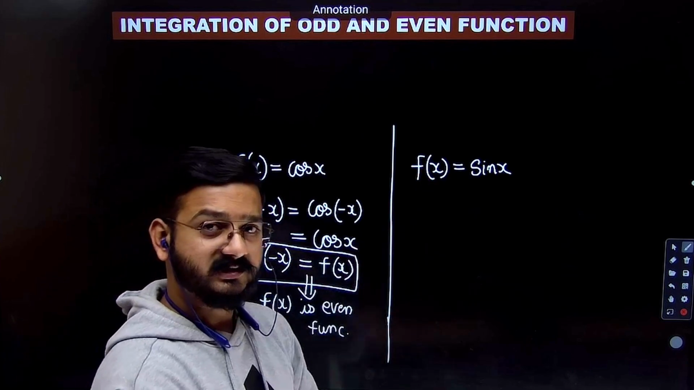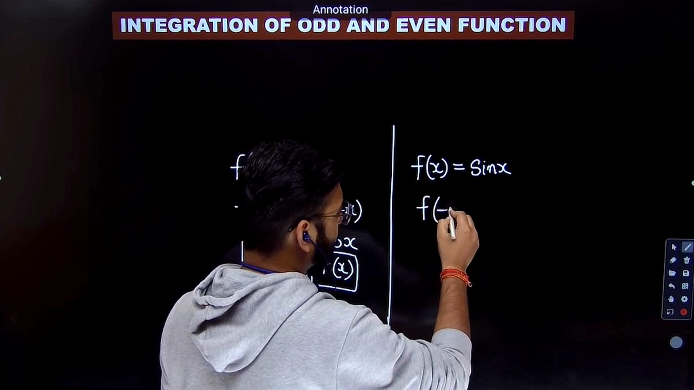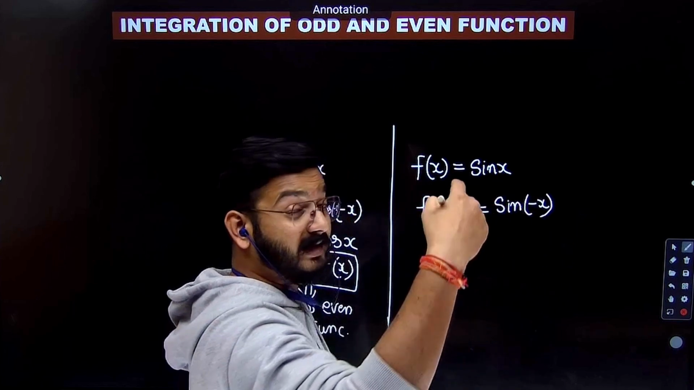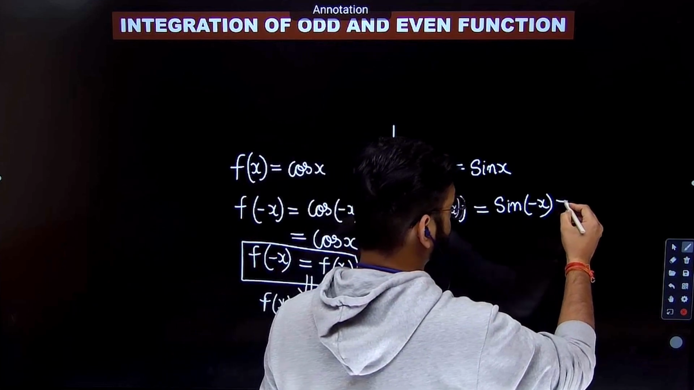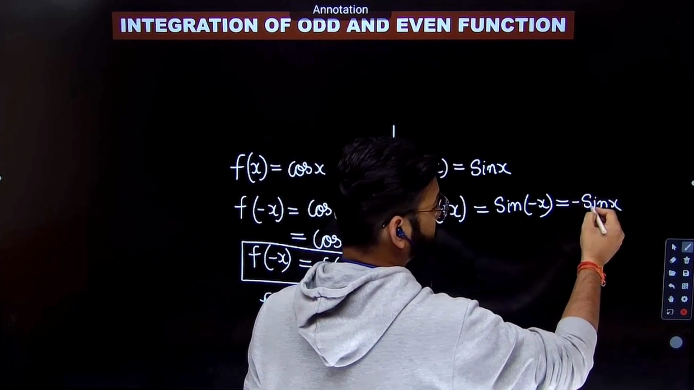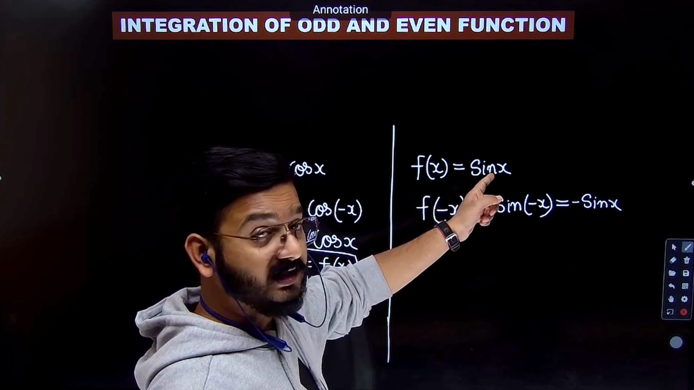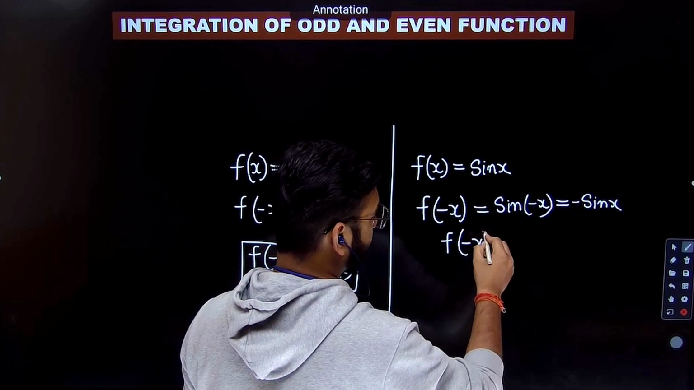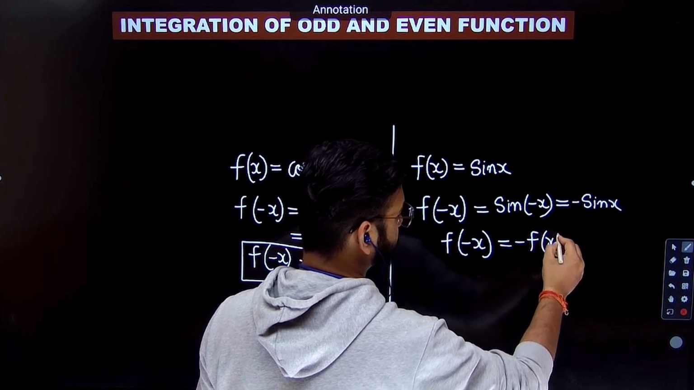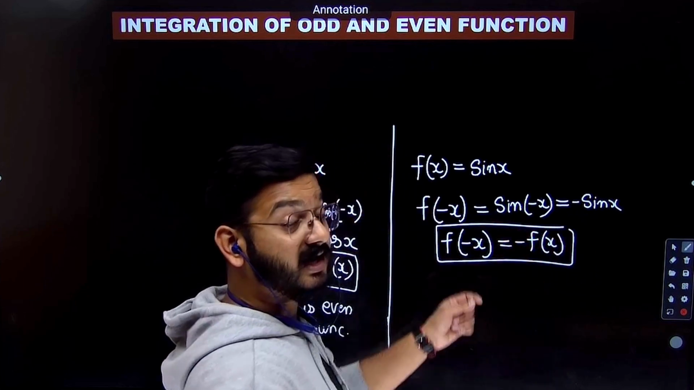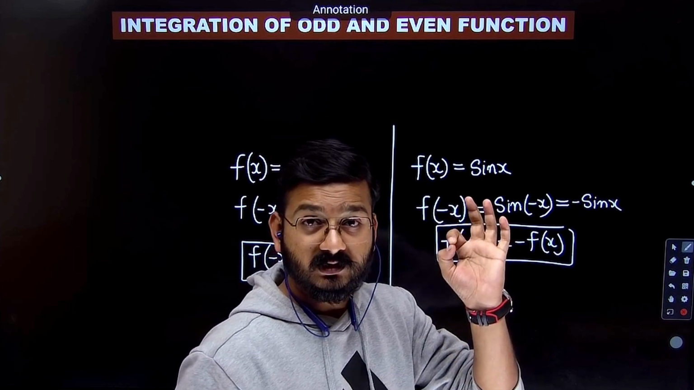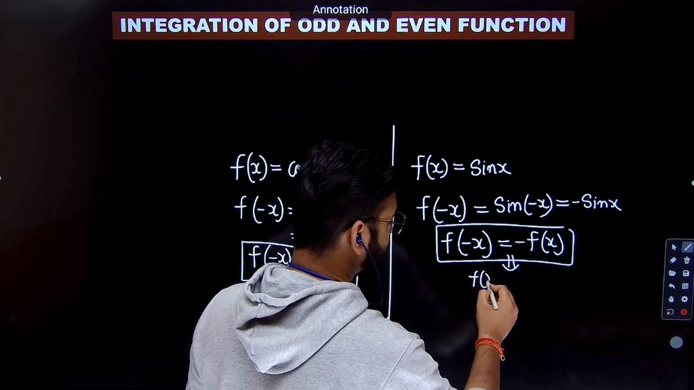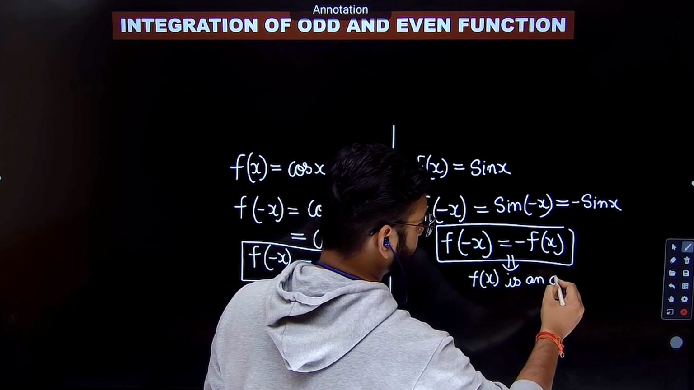Now, let's talk about sin x. Same thing. If I write, f of minus x will be what? Sine of minus x. And sine of minus theta is minus sine theta. What is minus sine theta? f of x is sine x, so this will be minus f of x. So from here, we get the logic that f of minus x is minus f of x. And this is the condition for an odd function. So f of minus x is equal to minus f of x. It means f of x is an odd function.